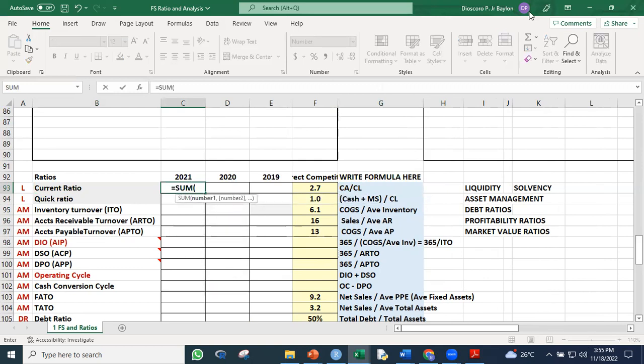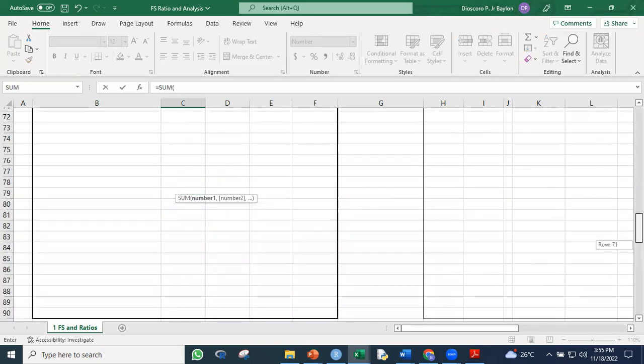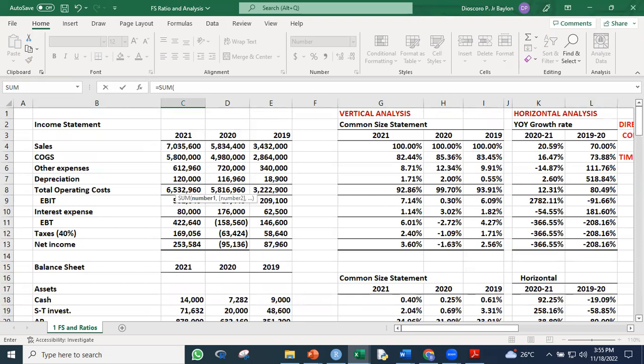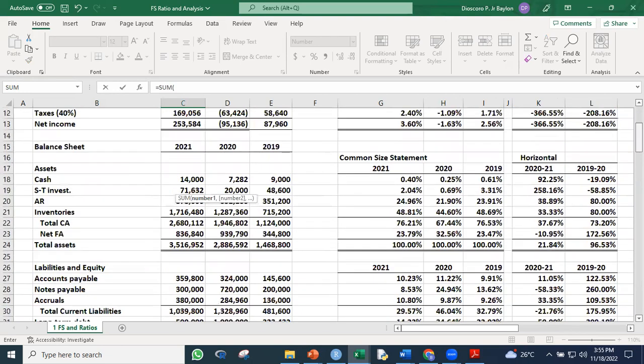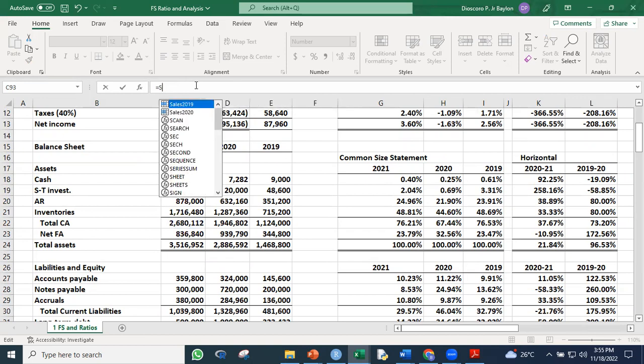So let's just get this. Sum ng current assets. So we have here your current assets. This one, total CA, current assets. Hindi na pala kailangan isama, no? Kasi you have already the total here, divided by your current liabilities, which is this one.